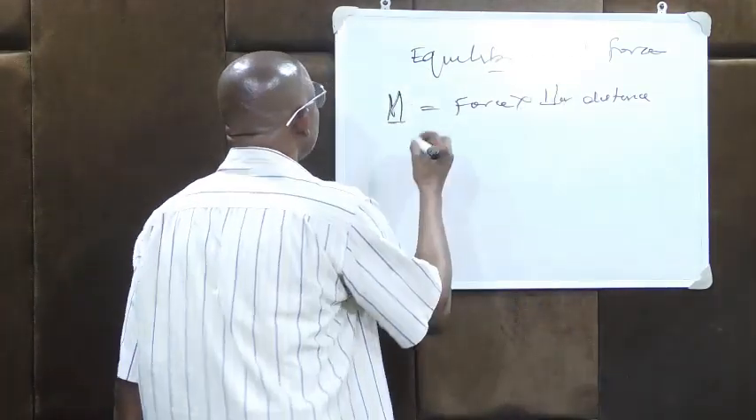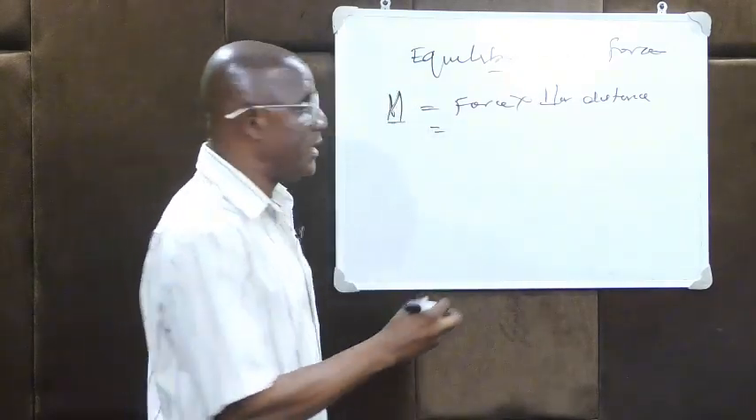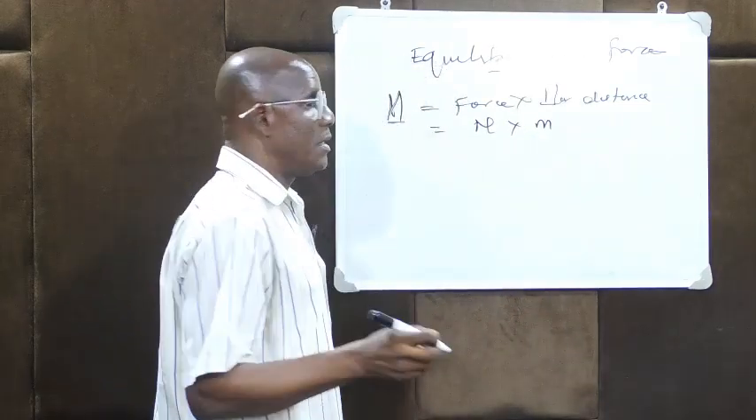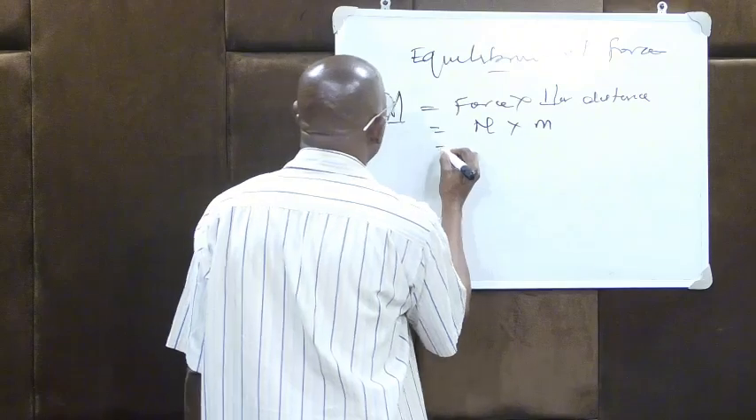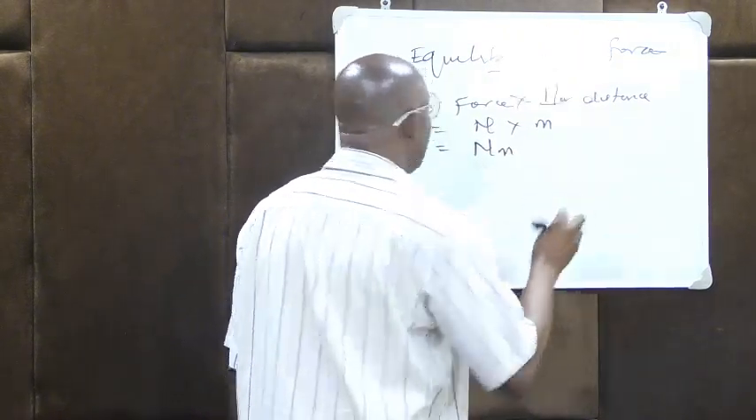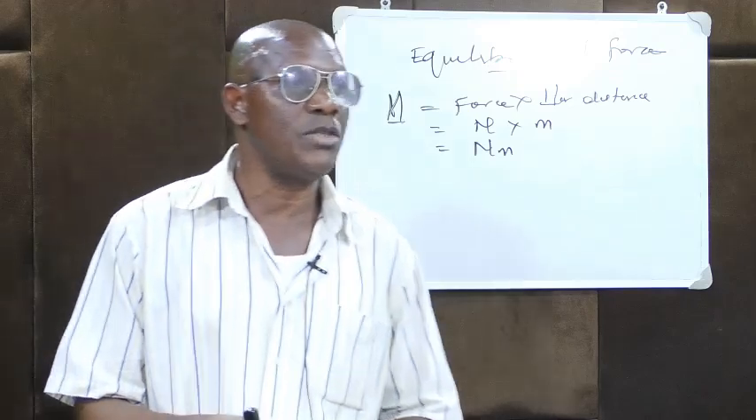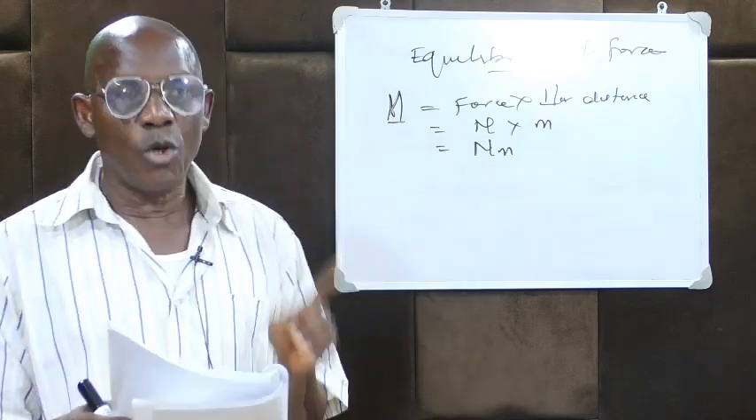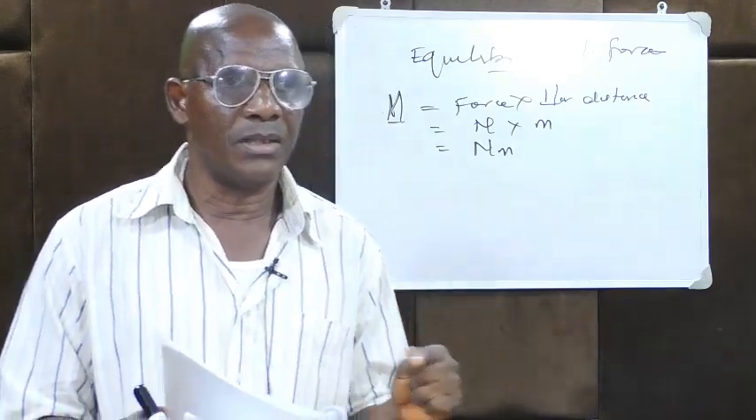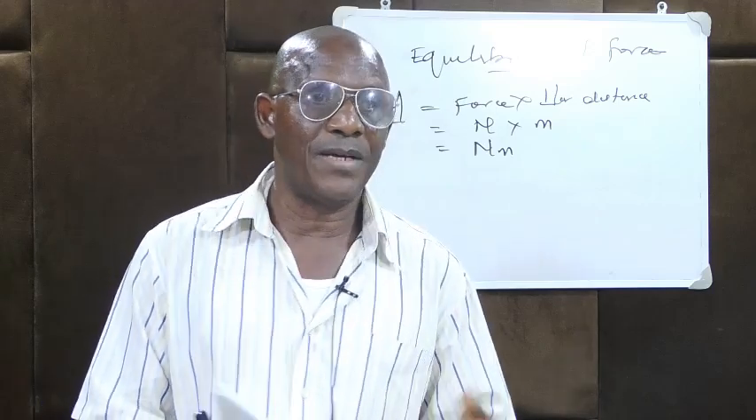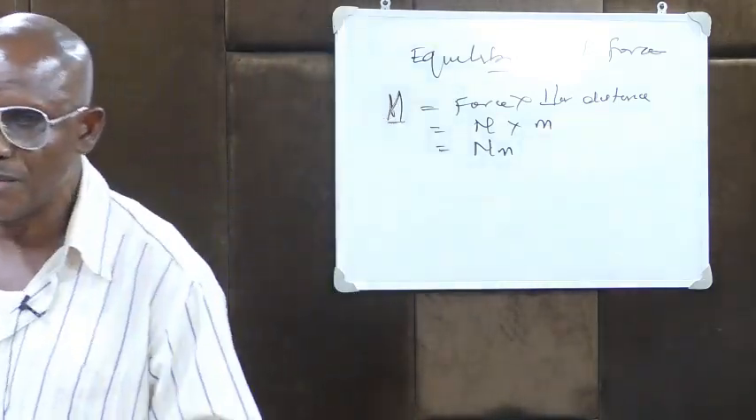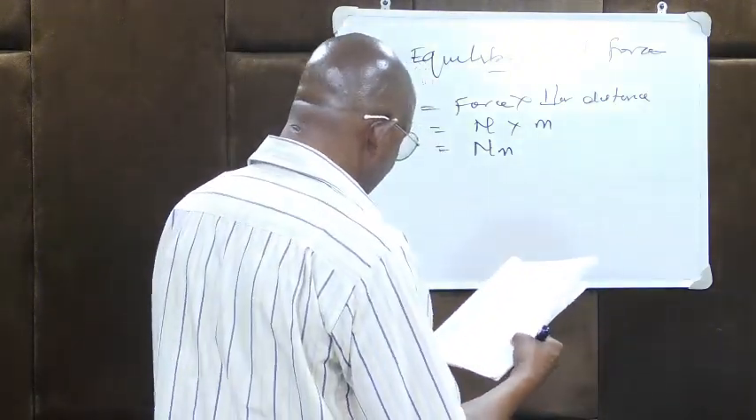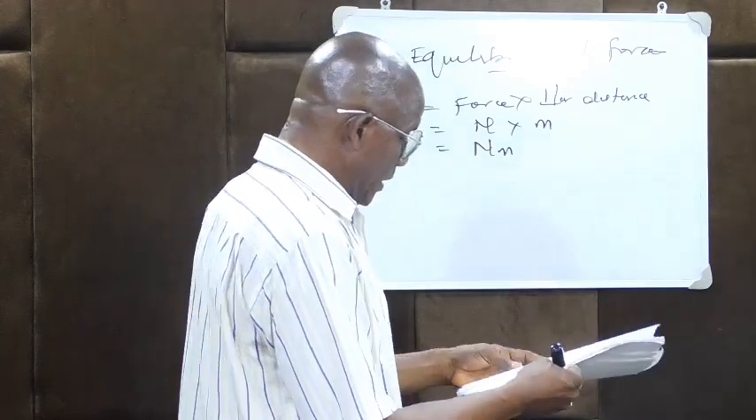And then force, as we know, is measured in Newton. And the distance is measured in meter. That is SI unit. So when you take the product of the two, it becomes Newton meter. That is Newton times meter. So the SI unit of moment of a force about a point is Newton meter. Note that the moment of a force about a point is a vector quantity. And a vector quantity, what does it mean? It has both magnitude and direction. So take note of that. And we have said the SI unit is Newton meter.